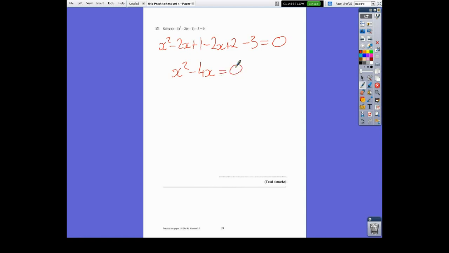Now to factorise that, we don't need to go into two brackets, we can just put a factor of x out. That would be x(x − 4) = 0. To make the left hand side 0, x will either have to be 0, or it could be 4 to make the bracket 0. So our values are x is 0 or x is 4.